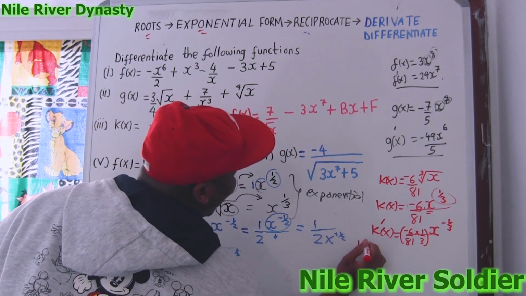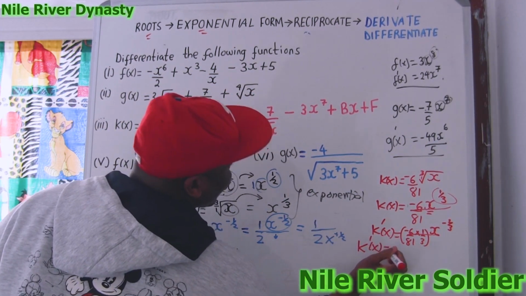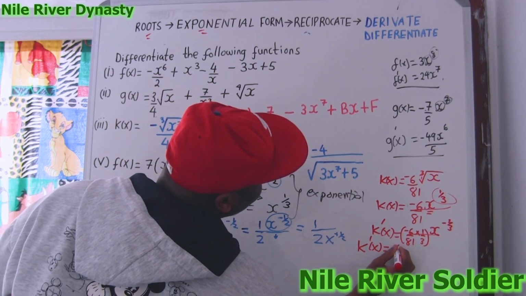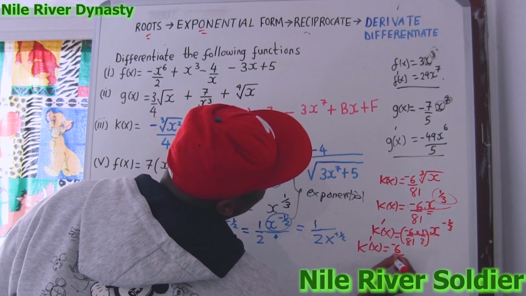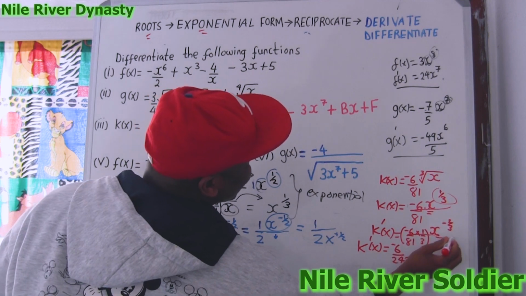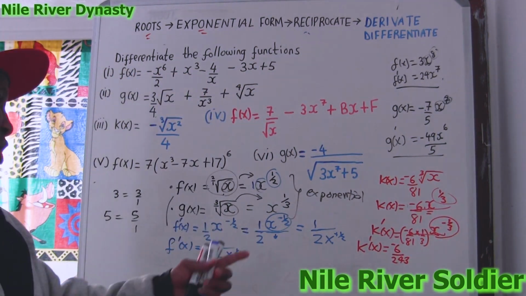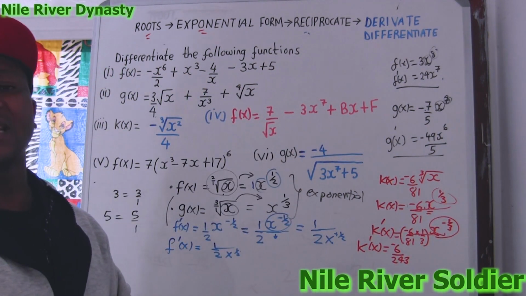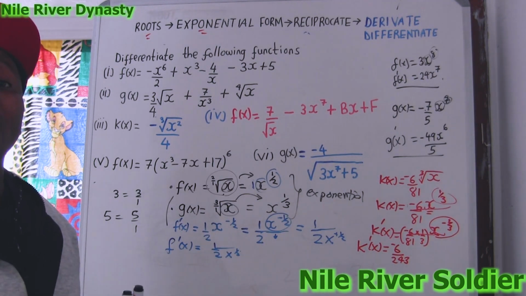Okay, so now k prime. So we're done, but negative 6 times 1 equals negative 6. 81 times 3 is going to be 243. But you know this is negative, so it's not good to leave it as a negative, so it's going to go to the bottom. Like I say, that's how you reciprocate, meaning only when it's in the negative.